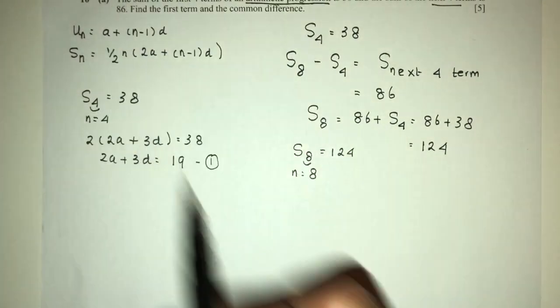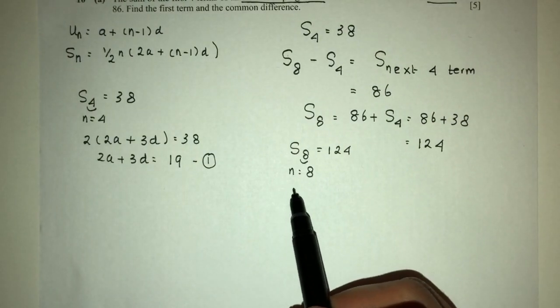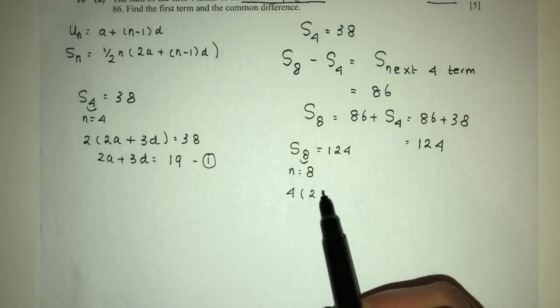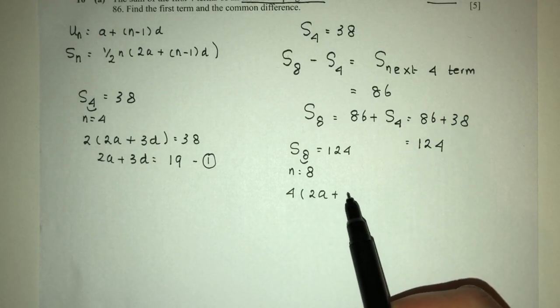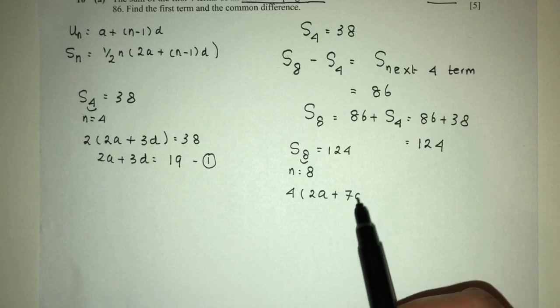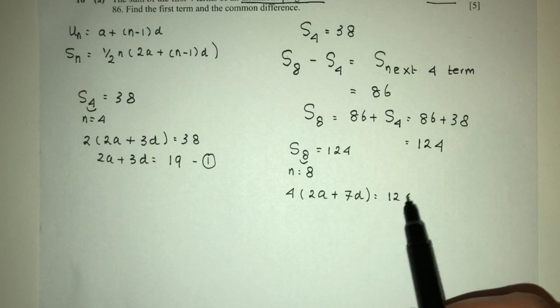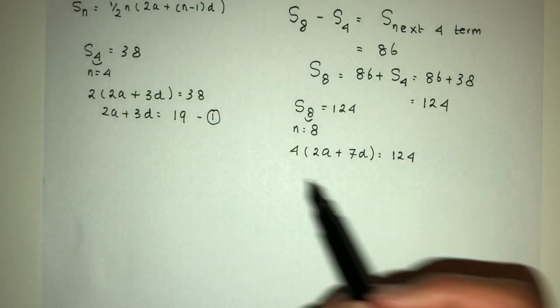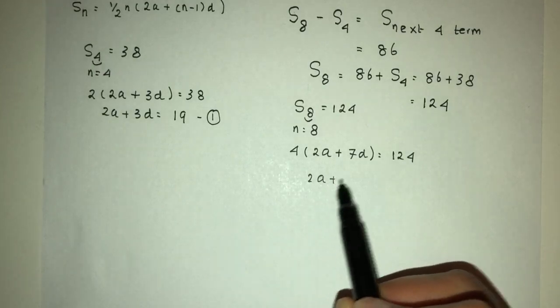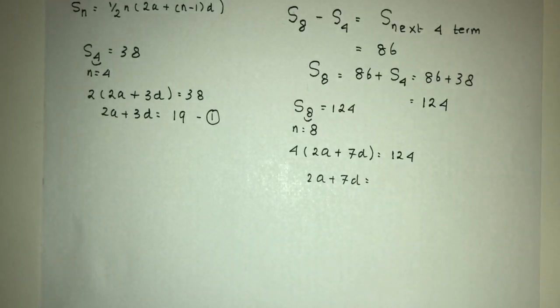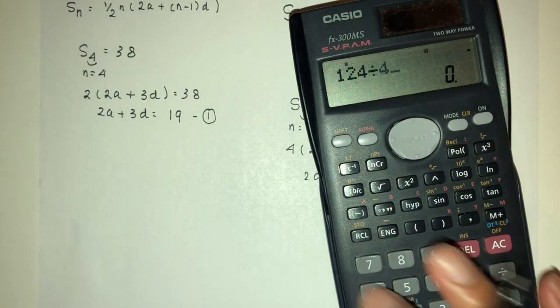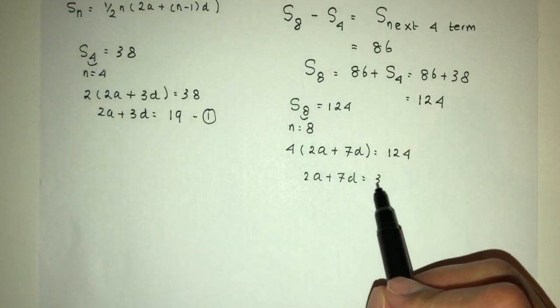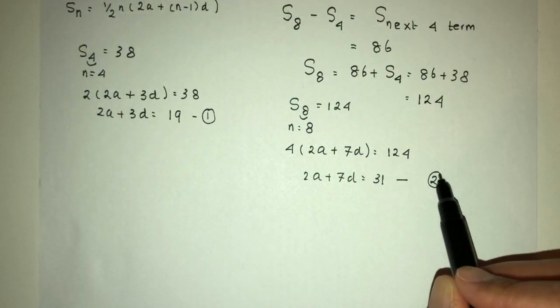Replace back in your equation. You will have half times a, which is 4, so that will be 2a plus 8 times minus 1, which is 7d, equals 124. Now divide by 4 on both sides. You will have 2a plus 7d equals 124 divided by 4, that will be 31. That is my equation number 2.